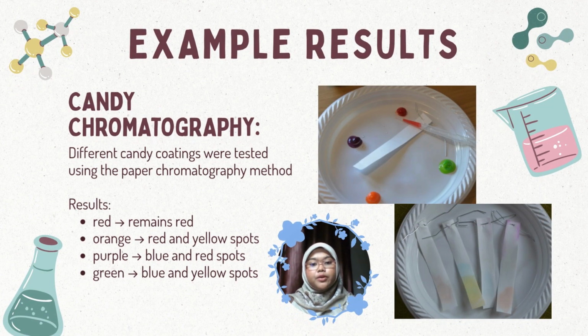For the example results, we're taking candy chromatography as our example. In this experiment, different candy coatings were tested using the paper chromatography method. Like you can see on the right side of the slide. For the results, the red candy remains red in color. Orange candy has red and yellow spots. Purple candy has blue and red spots. And finally, green candy has blue and yellow spots.